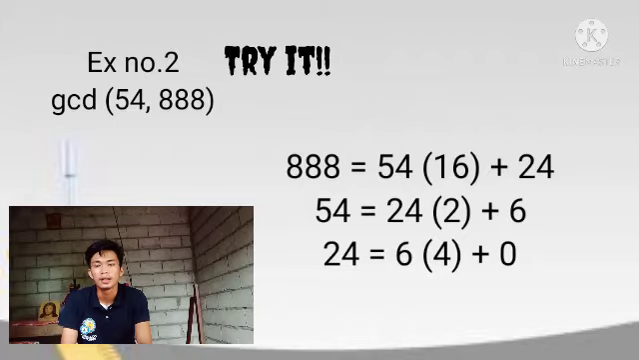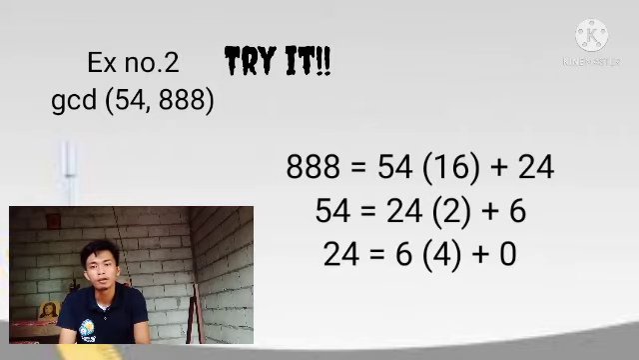We have a remainder. What are we going to do? The remainder will become the divisor, and the divisor will become the dividend. So 24, which is the remainder, will become the divisor, and 54, which is the divisor, will become the dividend.